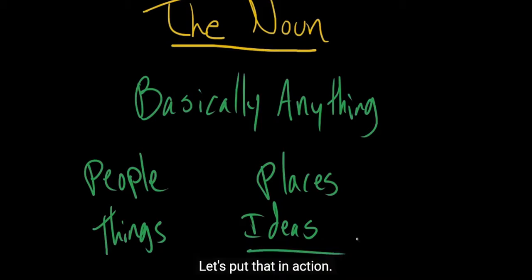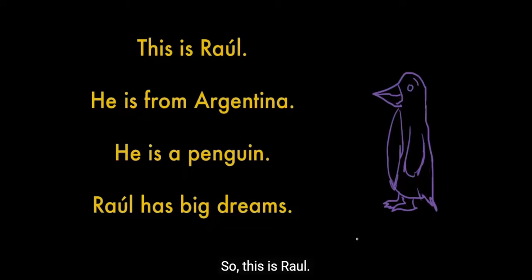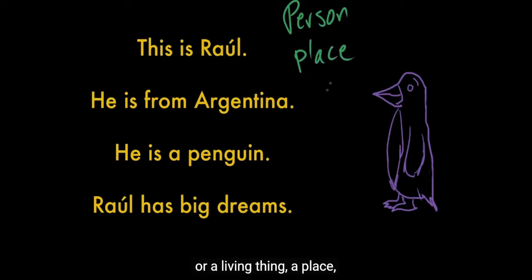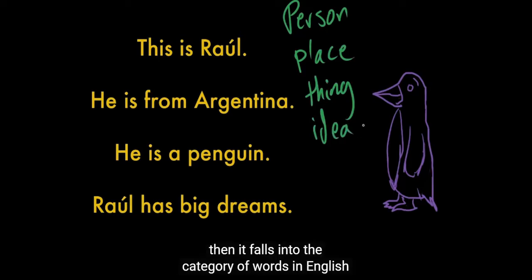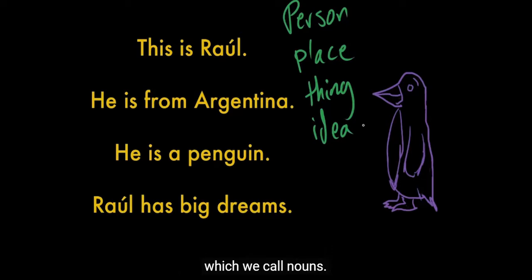Let's put that in action. So this is Raul. He is from Argentina. He is a penguin. Raul has big dreams. Now, okay, so I want to take these three sentences and find the nouns in them using the test. So the test is, is it a person or a living thing, a place, a thing, or an idea? And if it's any of those things, then it falls into the category of words in English which we call nouns.